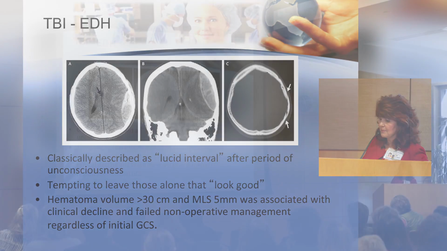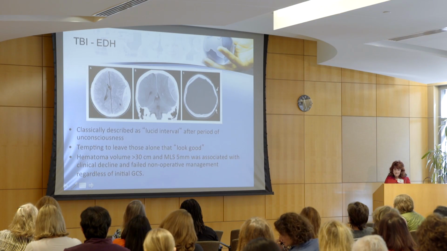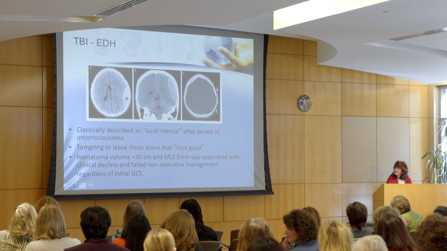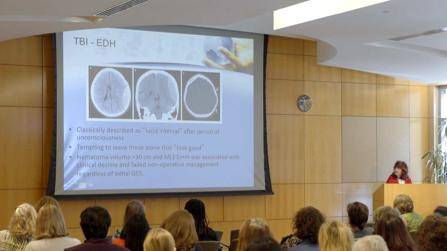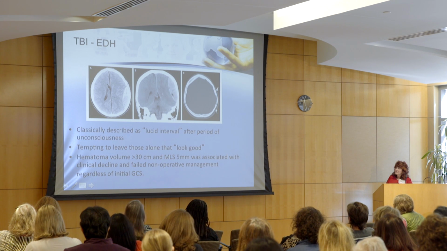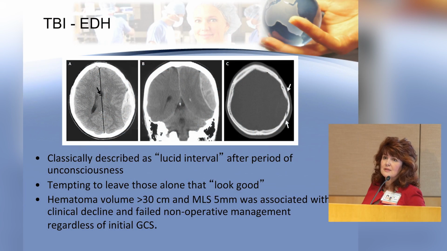And so this is an example of epidural hematoma. Remember, it's lens-shaped. Do you guys see it there? And then over here again, a lens-shaped lesion. This is typically the middle meningeal artery that's bleeding.